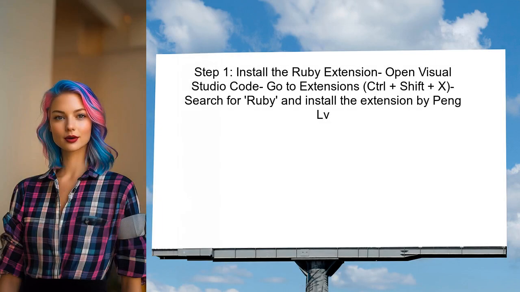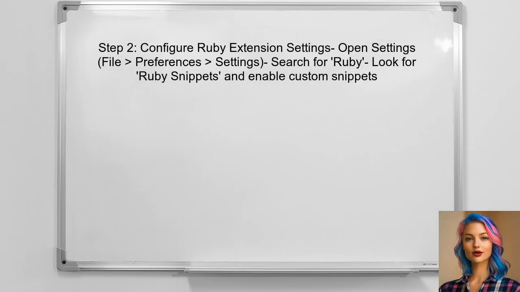To enable automatic replacement of the hash symbol with hash curly braces in Ruby strings, the user should first install an extension that supports this feature. A popular choice is the Ruby extension for Visual Studio Code. Next, the user needs to configure the settings for the Ruby extension. This will allow for custom snippets that can help with the automatic replacement.